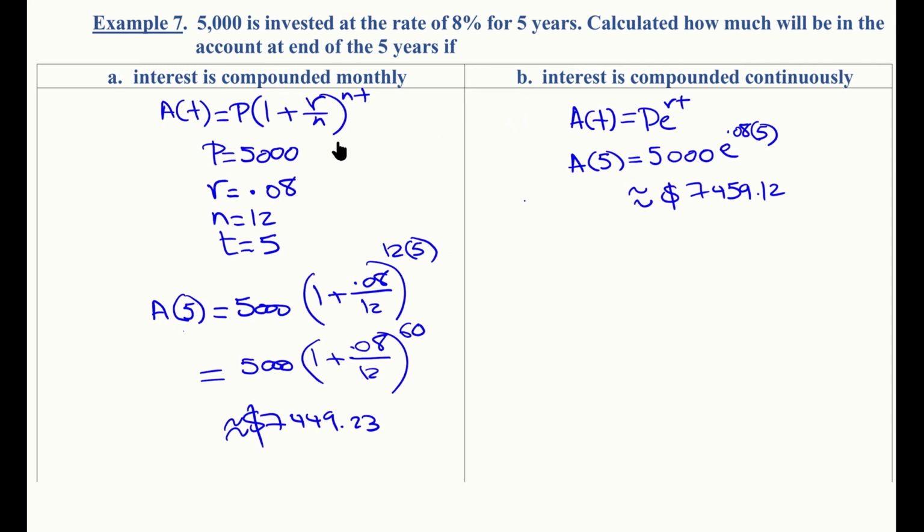All right, so make sure you can apply these two formulas sufficiently. This one you don't need to memorize. If it's necessary, it'll be given to you. This one you do need to know by heart. So it's a simple formula to memorize. Just remember it's P times E to the power of RT.